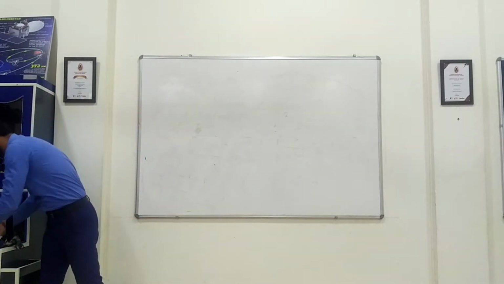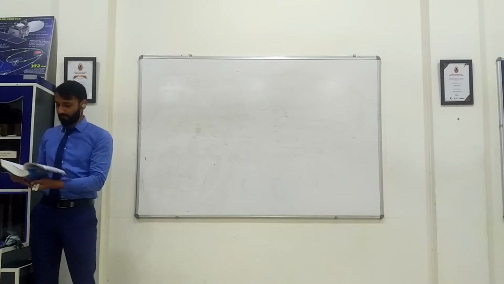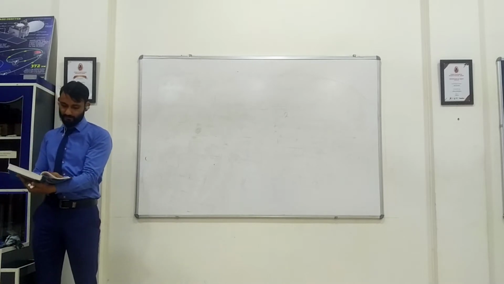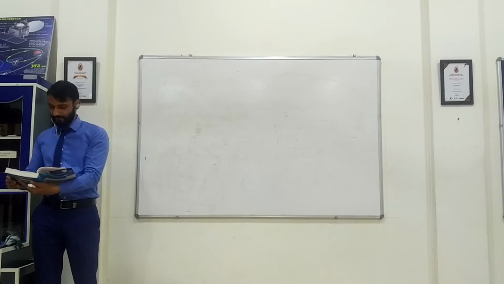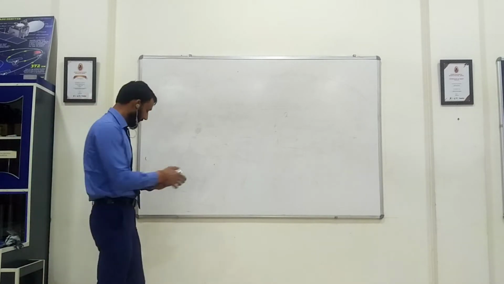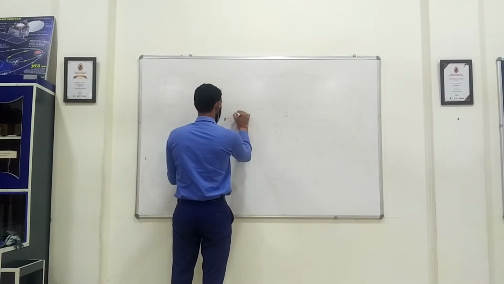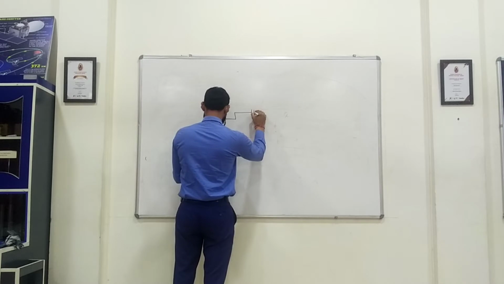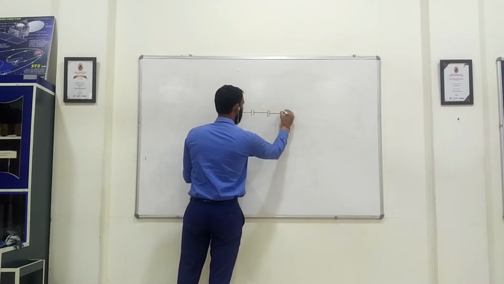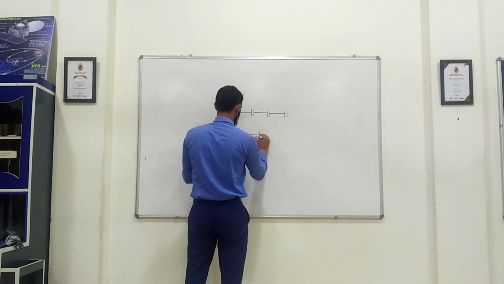So I will begin with a very simple one first, and then will increase the difficulty level. So I'll just draw the diagram. You have 2 points, one capacitor, second capacitor, third capacitor, and then you have another capacitor here connected like this.